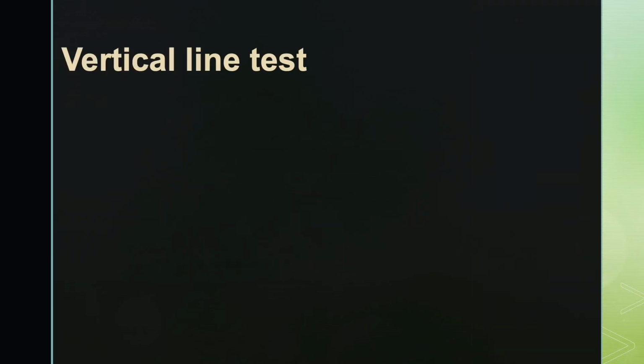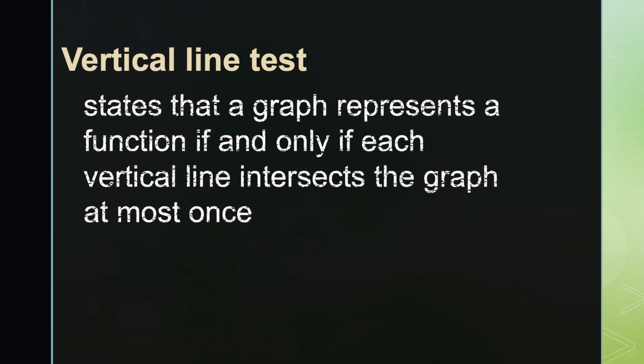A method that determines whether a graph represents a function or not is the vertical line test. The vertical line test states that a graph represents a function if and only if each vertical line intersects the graph at most once.